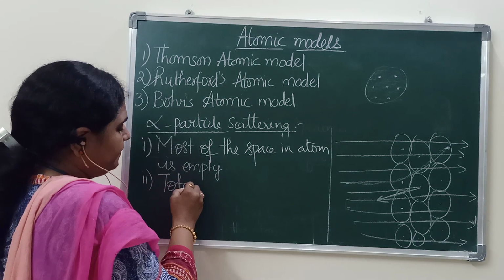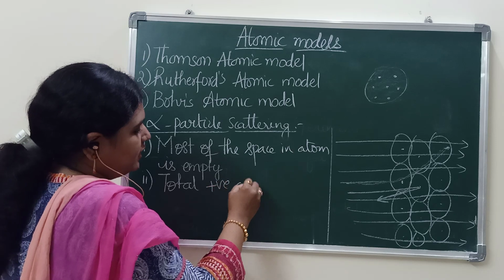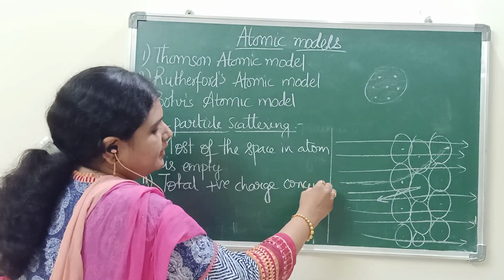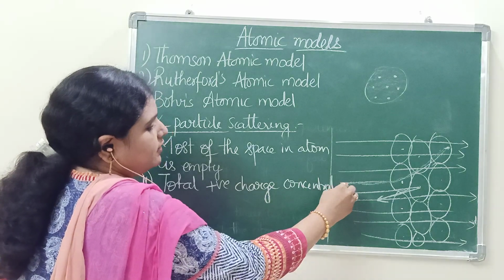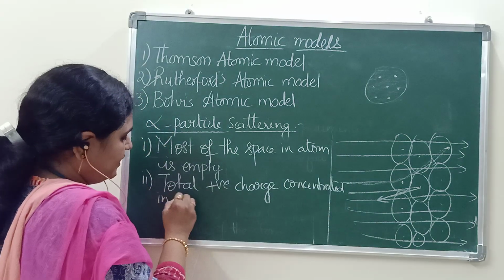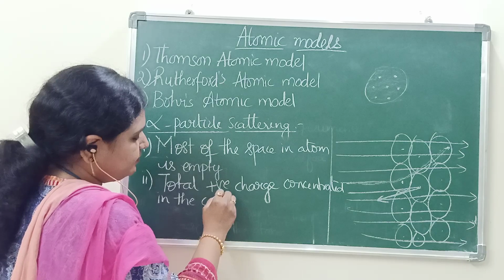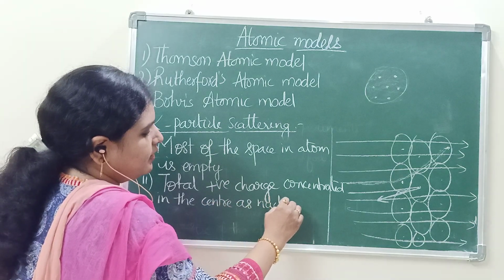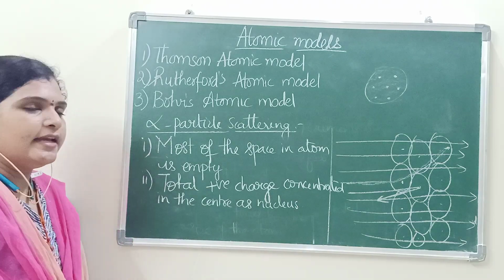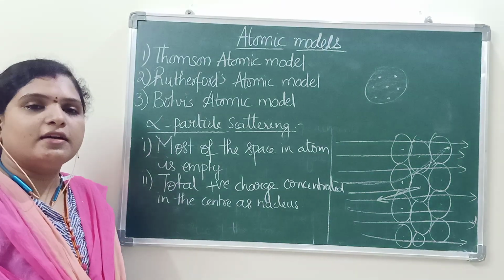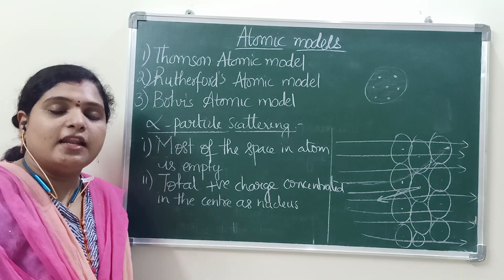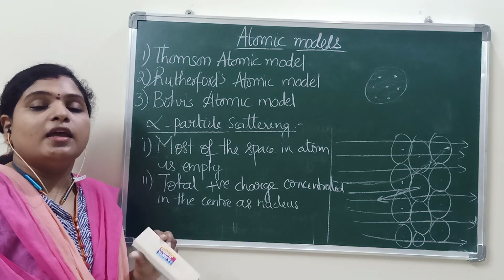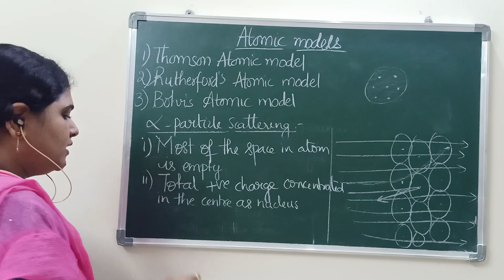Total positive charge concentrated in the center as nucleus. Okay, that is the second postulate. And the third postulate is that the electrons will revolve around the nucleus in circular orbits.